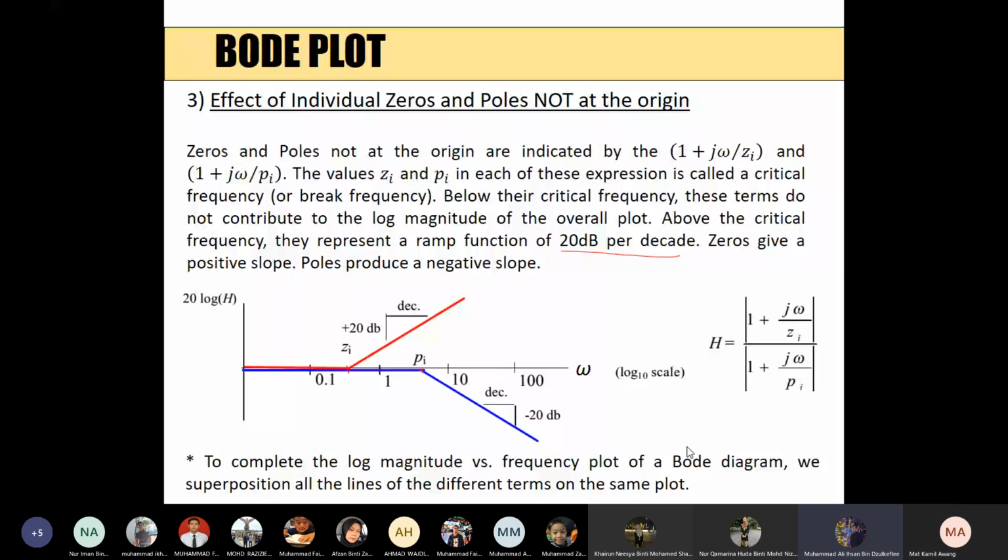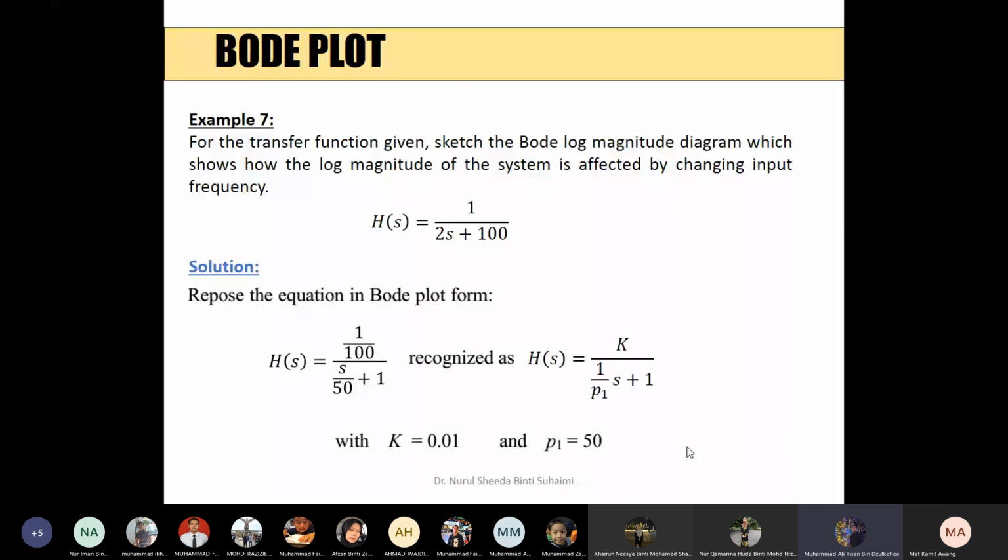So, to give you an example, let's say you have a transfer function. Everybody can hear me? Yes, sir. The Bode log magnitude diagram shows how the log magnitude of the system is affected by changing input frequency. Let's say you have this transfer function.